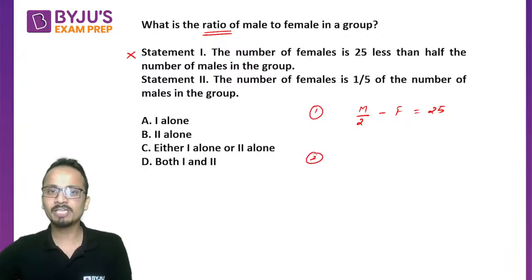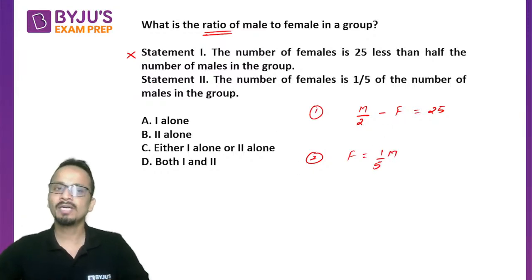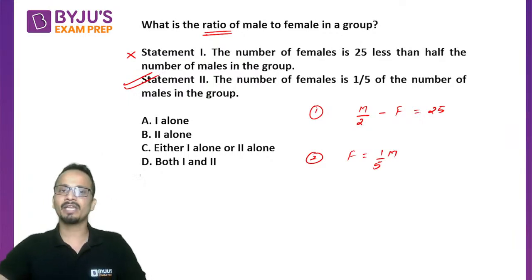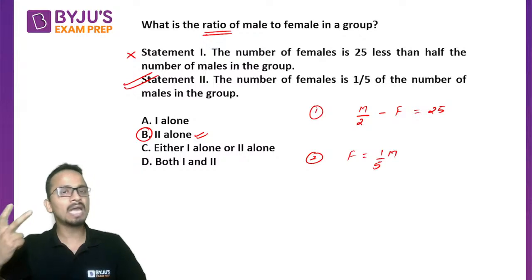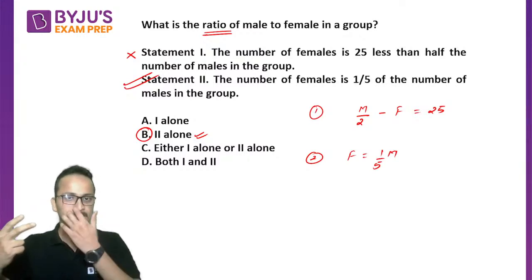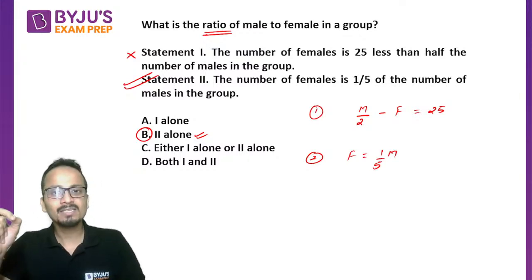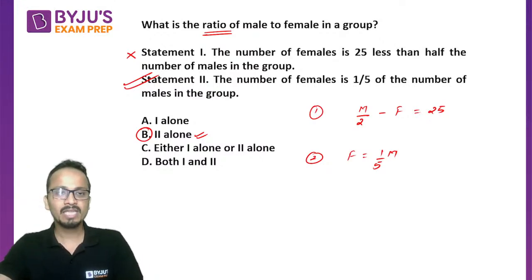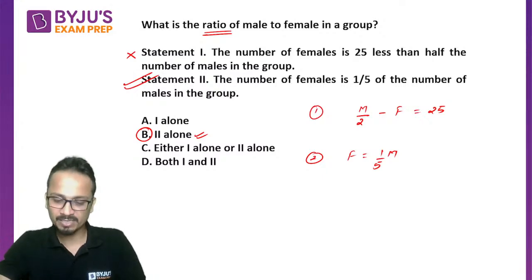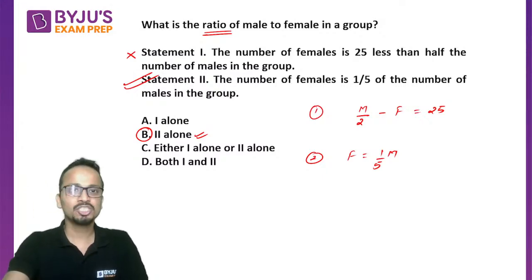Now statement number 2: the number of females is 1 by 5 of the number of males. So using statement 2, yes, you can determine the ratio. So the answer will be option B, that is 2 alone. This is the type of question that we find in our examination. They will force us to commit mistakes, right? Okay, next question.